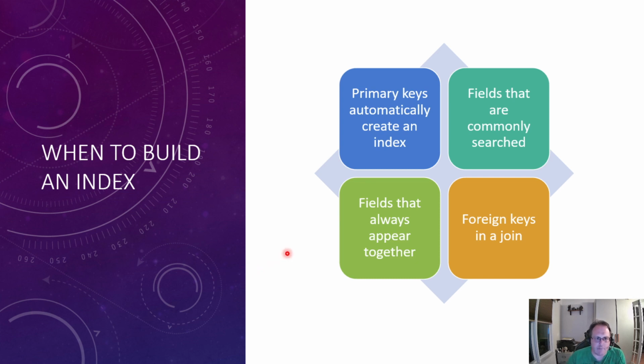All right, do not build an index on every column in a table. You can only have 1,000 of them, which is probably 996 too many. Seriously, you don't need a lot of indexes.